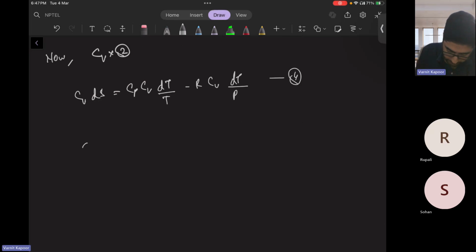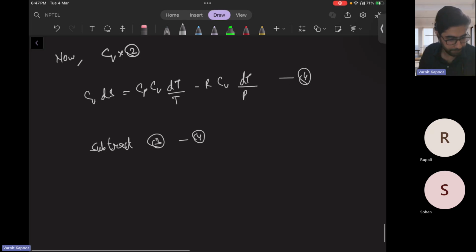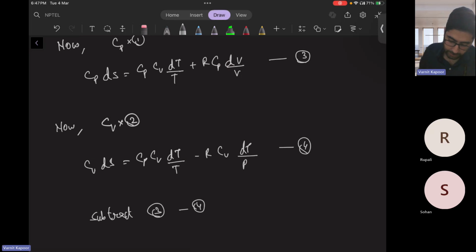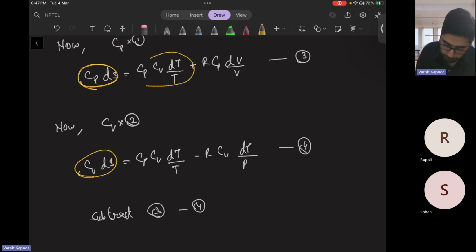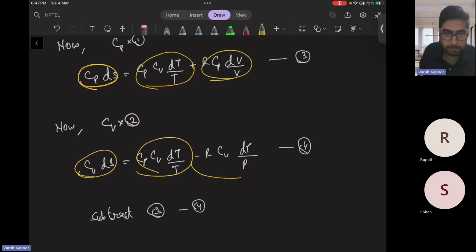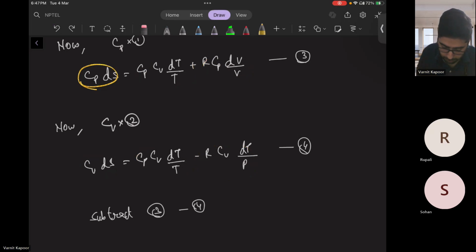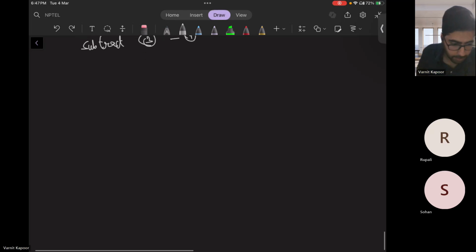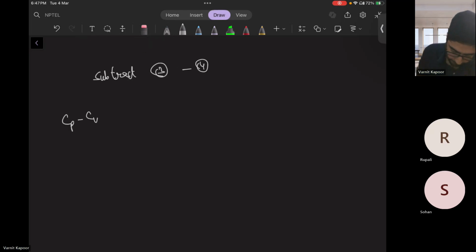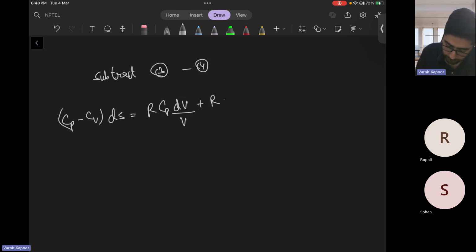Now you subtract, that is 3 minus 4. So this term will be Cp minus Cv, and dS will come out common. This term cancels out because these two are exactly the same terms. And this is R Cp dV by V, and minus of minus gives plus R Cv dP by P. So that was the only thing which we have to prove. Left hand side is this, right hand side is R Cp dV by V plus R Cv dP by P.